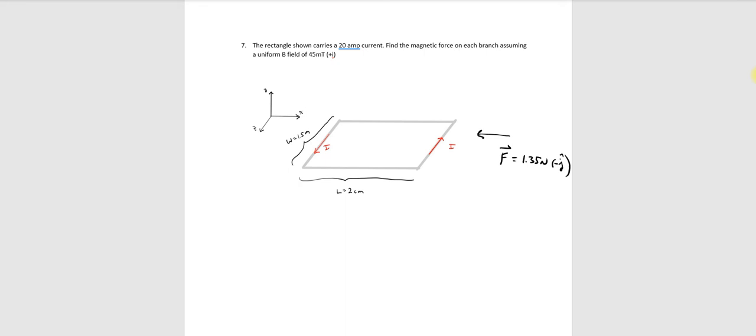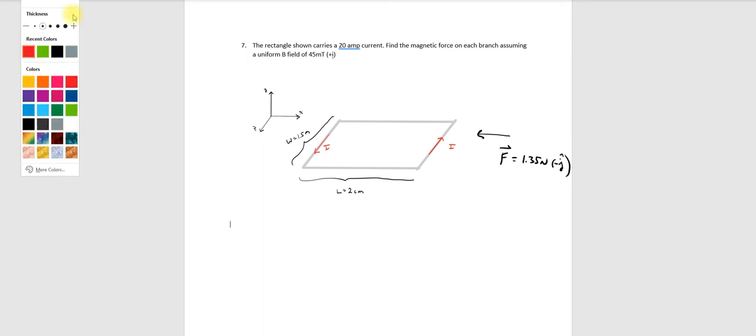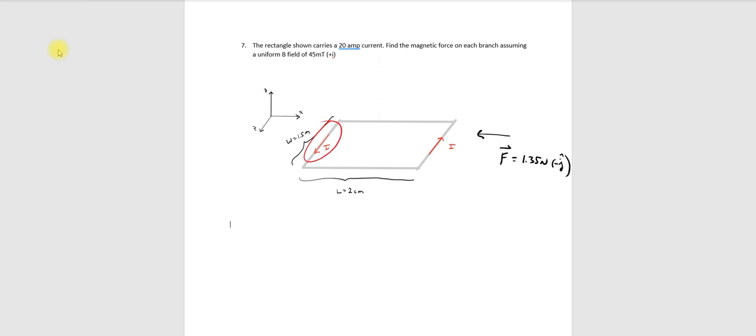Okay, number 7. So let's see. The rectangle shown carries a 20 amp current. So this is an example of what we call current loops. Now, the voltage creating that current, not important for the discussion here. So what you're looking at is this conducting material that carries a current, 20 amps, in the direction shown. Let's see, find the magnetic force on each branch. So what that's referring to, the branches are like, here's a branch, here's a branch, here's a branch, etc.